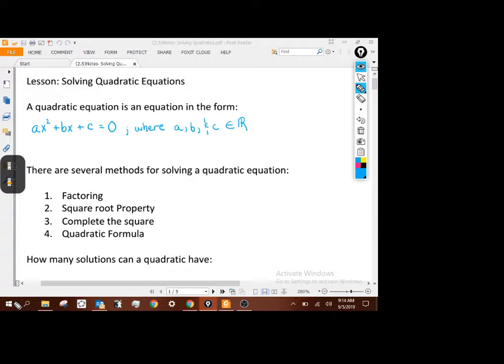All right. So when we factor, guys, there's going to be several methods for solving a quadratic equation. Obviously, all of these techniques are going to solve the equation.